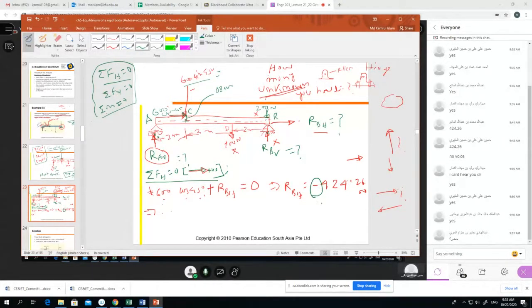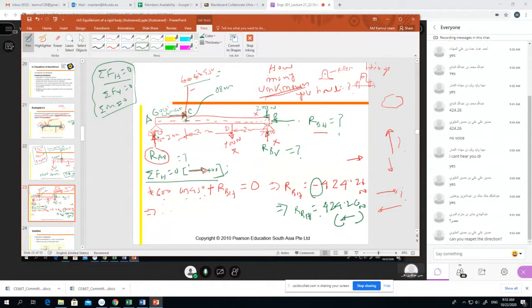Because the result is minus, that means our assumption of right side was not correct. So the correct answer is actually leftward. So we write our result like this: RBH, we omit this minus sign, 424.26 Newton, and the result is on that side. That means the RBH.